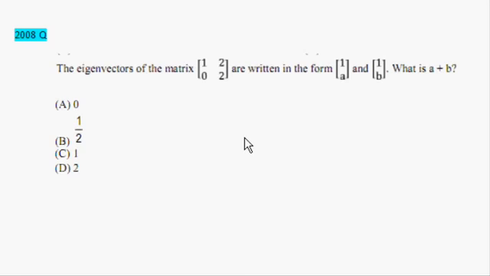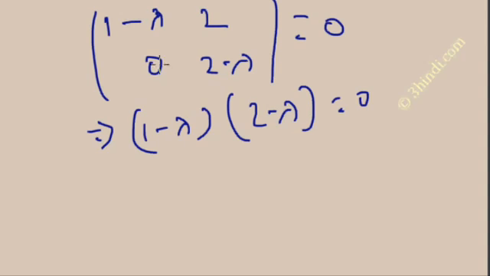This is another question of 2008. The eigenvectors of the matrix are written in the form of 1 by a and 1 by b. What is a plus b? You are required to find out the eigenvectors. To find the eigenvectors, you first need to find the eigenvalues. To calculate the eigenvalues: 1 minus lambda, 2 minus lambda, and the determinant is equal to 0. So 1 minus lambda into 2 minus lambda is equal to 0. So lambda is equal to 1, 2. So there are two values of lambda, and I need to find the eigenvectors for each.